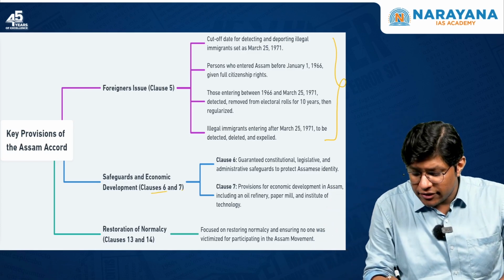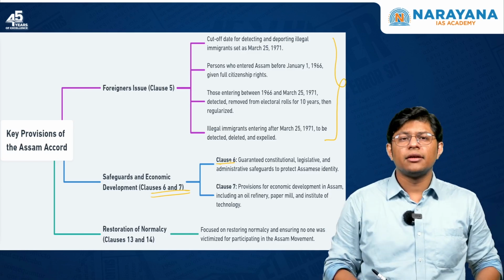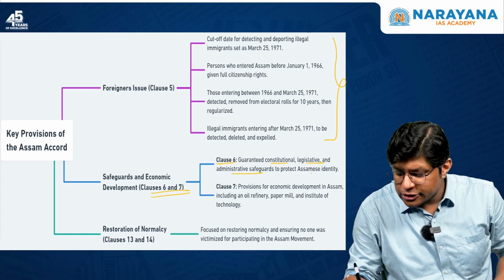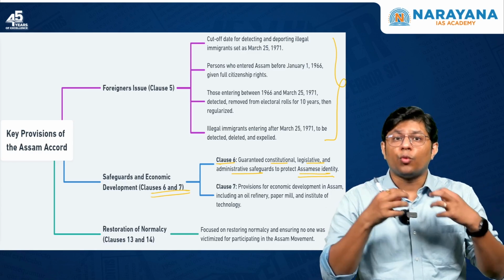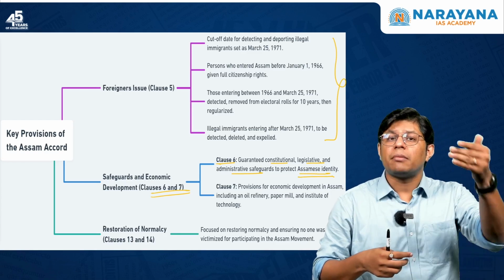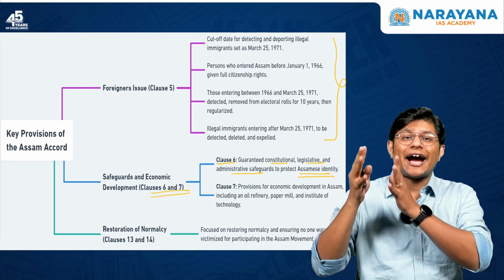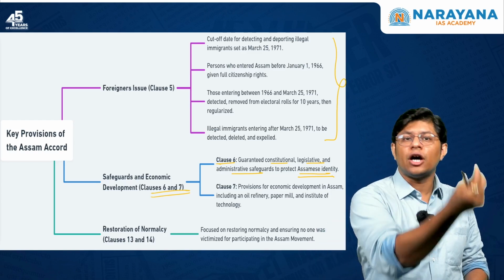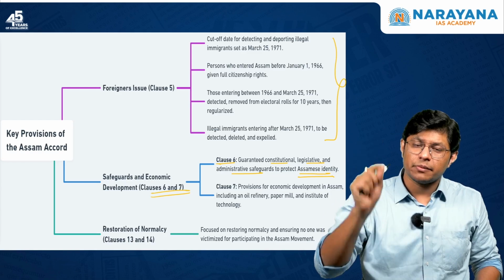Clause 6 and 7 are very, very important, which we discuss in this context. What is clause 6? Guaranteed constitutional, legal and administrative safeguards to protect the Assamese identity, which means the Assamese people were afraid. Why? Because of the rising illegal migrants. They thought that these illegal migrants would outnumber the people of Assam, which means their culture, their identity was at risk. That's the reason they wanted assurance from the government, and the government of India assured that the identity of the Assamese people will be protected.